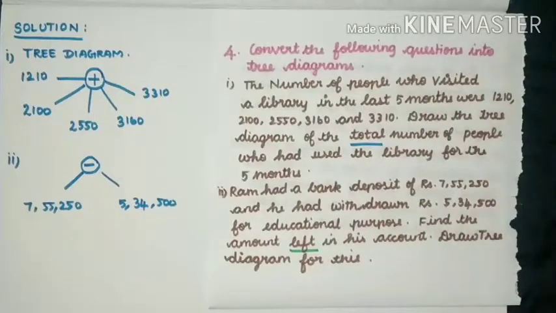Students, suppose in the question, if they are asking to find the amount left in his account without using the tree diagram, what do you have to do? Yes, you have to write the statement for this question and subtract the amount 5,34,500 from 7,55,250. Here we have to use only the tree diagram.